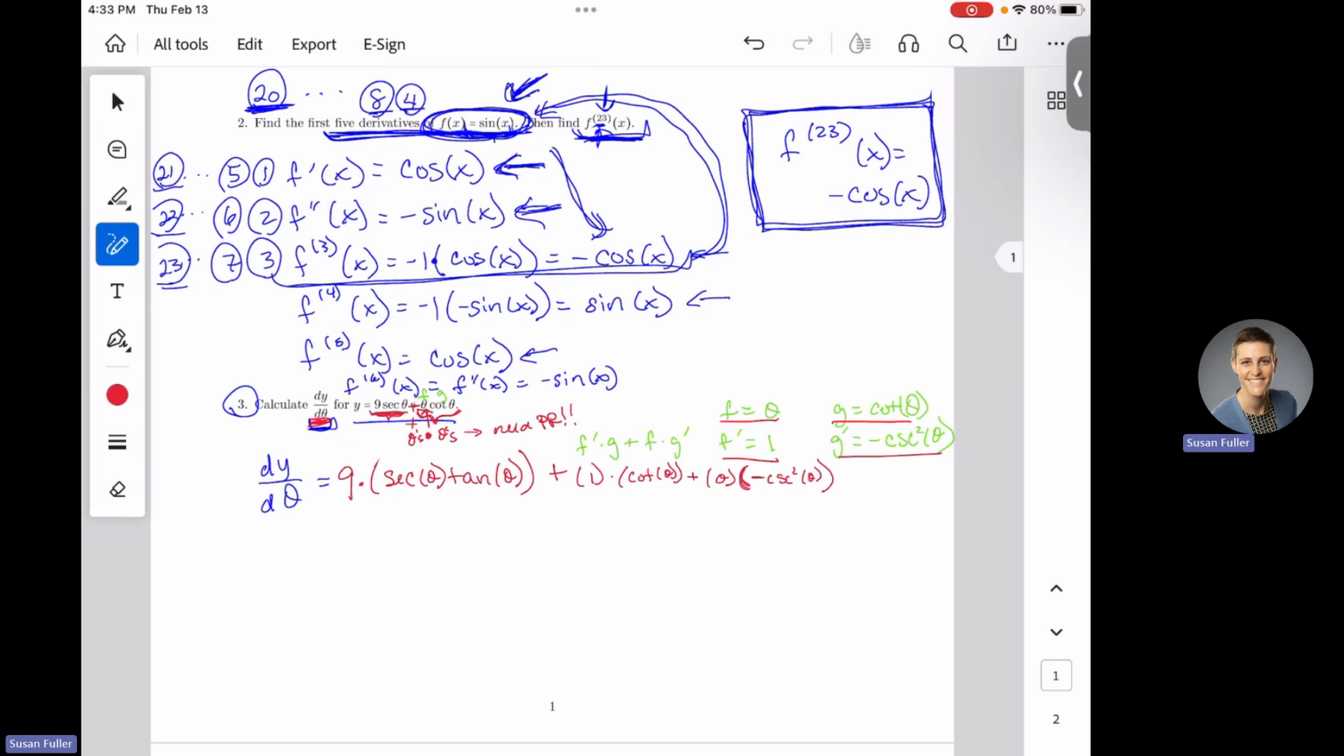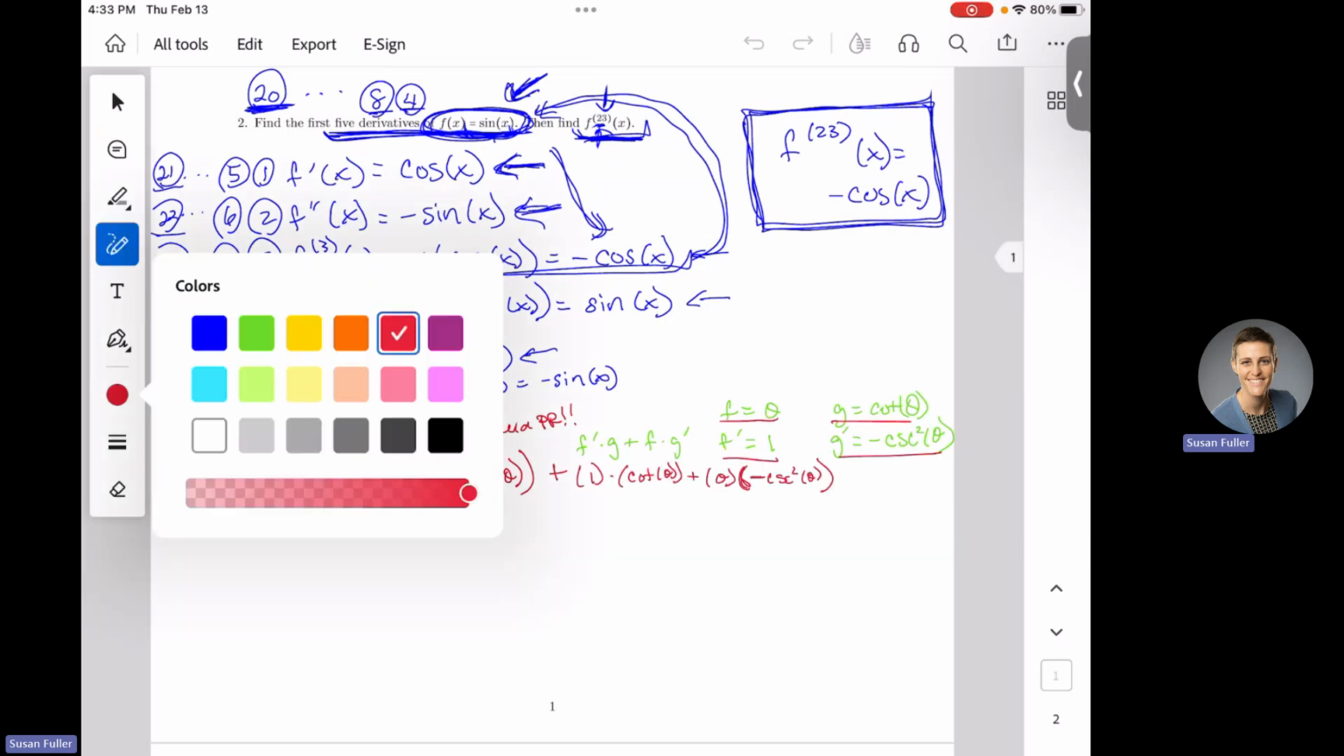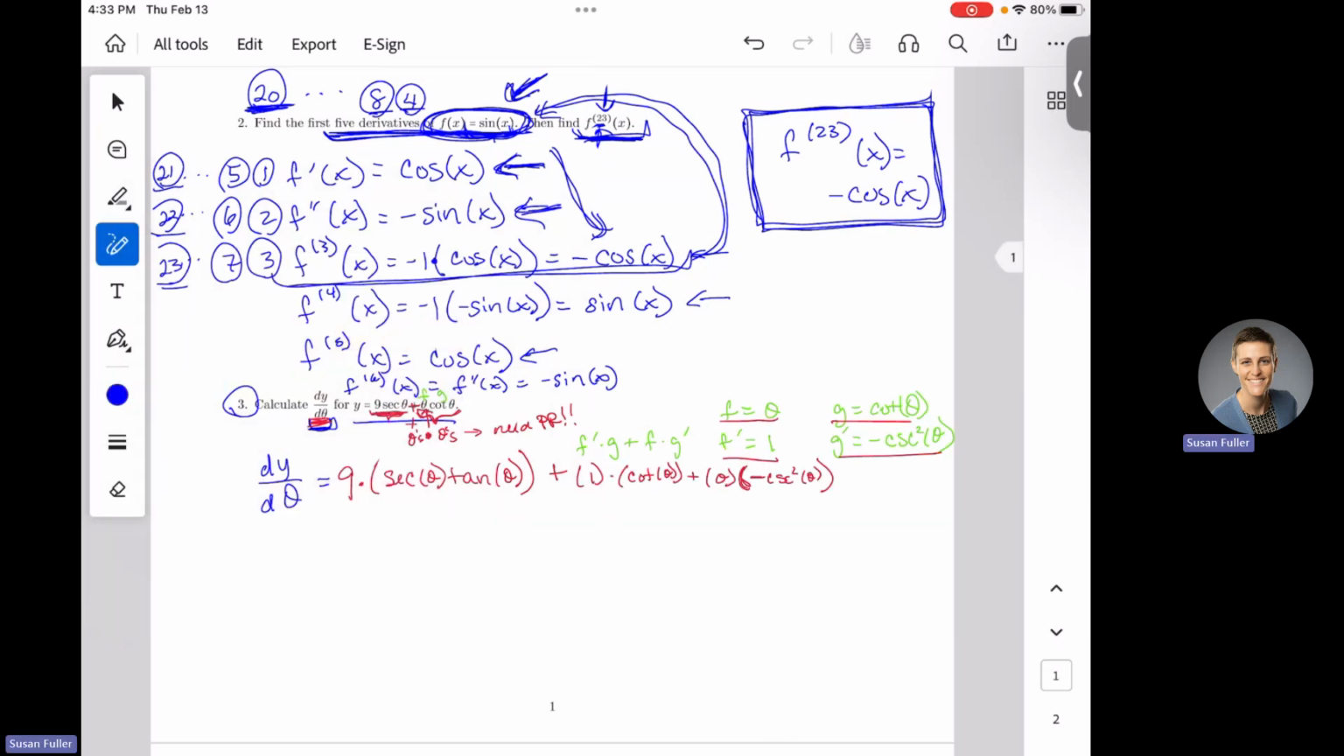Use those parentheses. So now to simplify this, our derivative dy d theta. These parentheses aren't doing much. That's 9 times the secant of theta times the tangent of theta, plus 1 times the cotangent of theta is just the cotangent of theta. And then theta times negative cosecant squared of theta is negative theta cosecant squared of theta. I'm just going to move that negative out front.